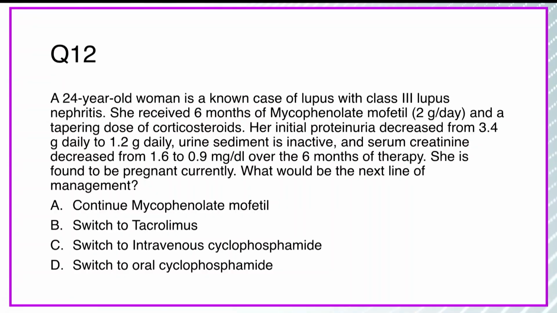A 24-year-old woman with lupus nephritis class 3 received 6 months of MMF and a tapering dose of steroids. Her proteinuria, which was 3.4 gram, reduced to 1.2. Urine is inactive. Creatinine has reduced to 0.9. Now she is pregnant. What will be the next line of management for her? Continue MMF, switch to tacrolimus, switch to IV cyclophosphamide, or switch to oral cyclophosphamide.